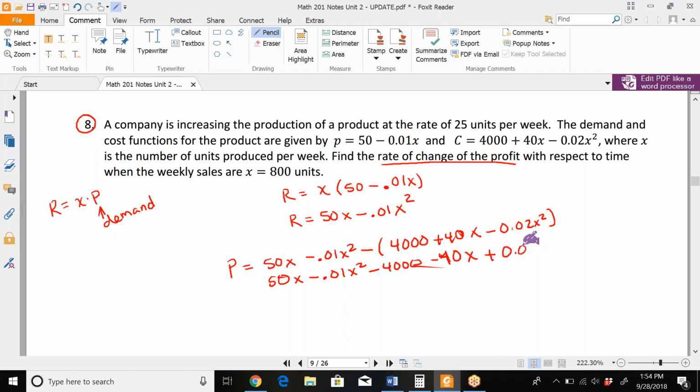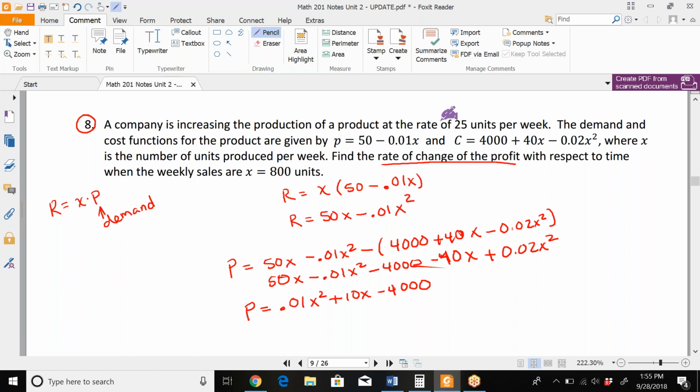Plus 0.02x squared. Okay. Combining like terms and putting this in order from least to greatest, the 0.01 and that's negative and the 0.02 that's positive add together to make 0.01x squared that is positive. 50x minus 40x would be positive 10x, not point 10. And then we have minus 4,000. All right, so that was brutal, but we now have our profit function.